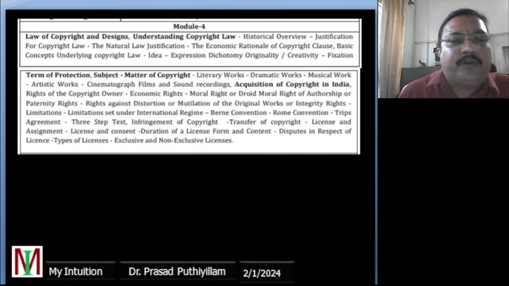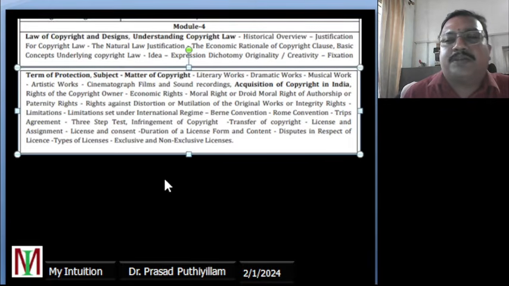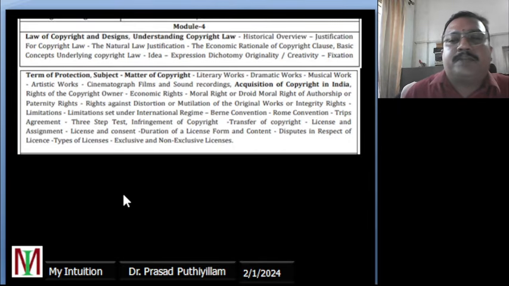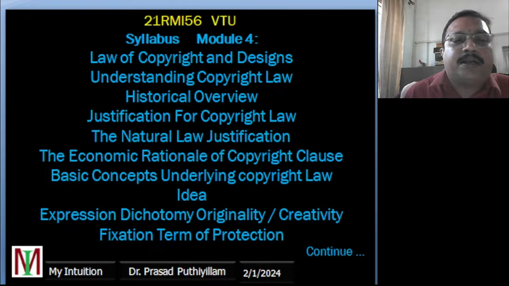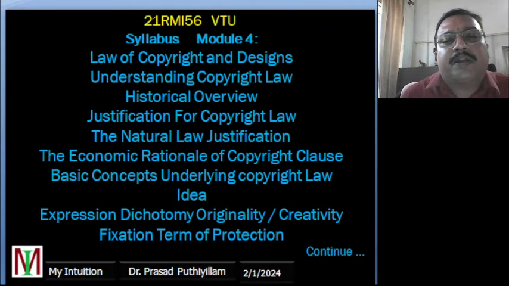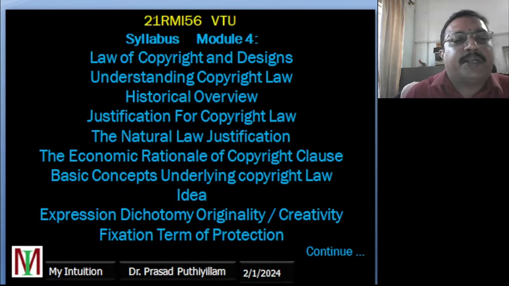Next module, module 4, copyrights and design law. The syllabus runs over two pages, so I cut and pasted it; it is actually a continuation, one module. Law of copyright and designs covers the legal aspects related to copyright and design, which again come under the intellectual property rights of a creator.